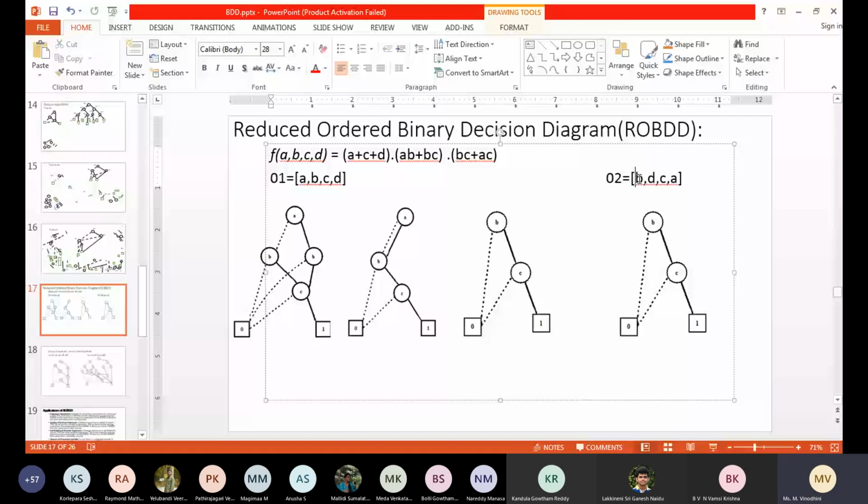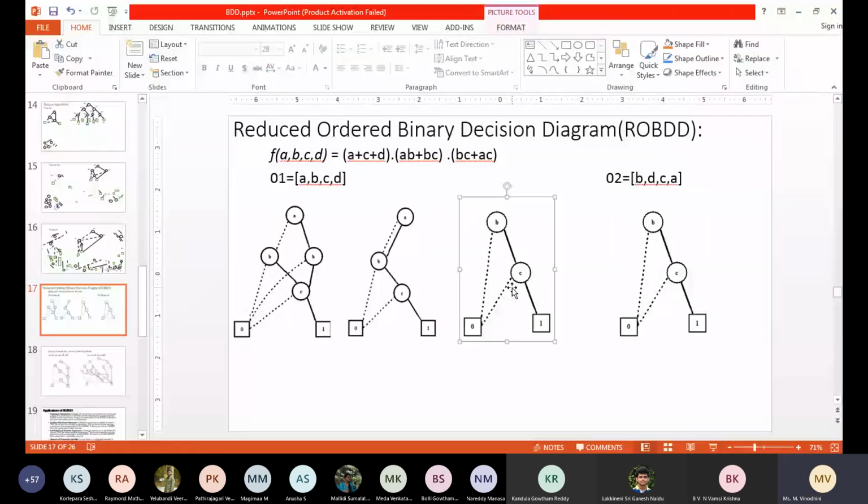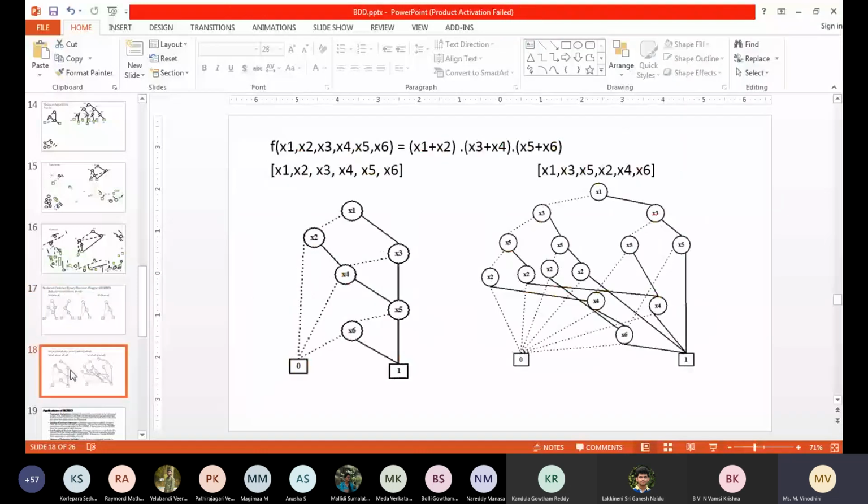But here, this alone I can call as RBDD, because I haven't considered the variables in an orderly manner. So for this example, either RBDD or ROBDD, the final answer is the same. Whether I consider my variables in order or in a random way, my final answer is the same. But let me look into another example.